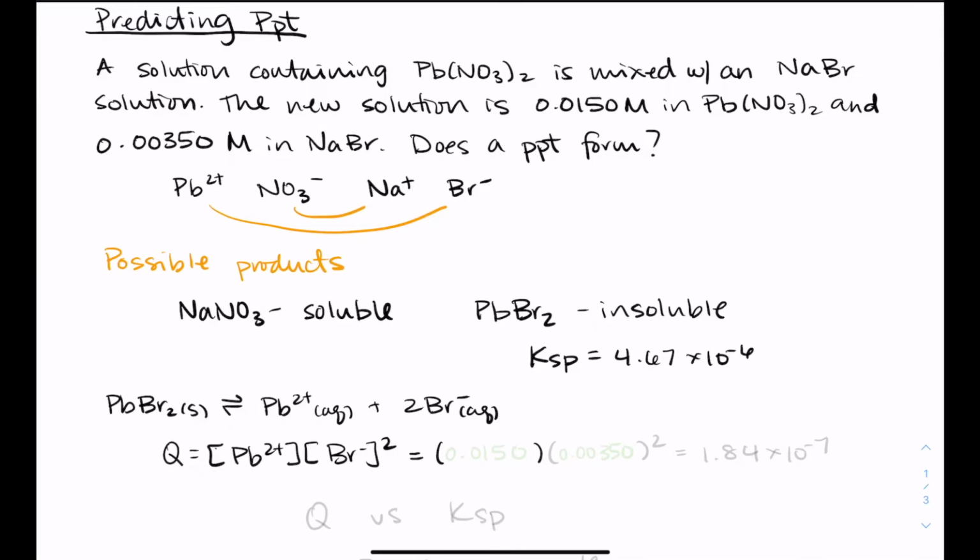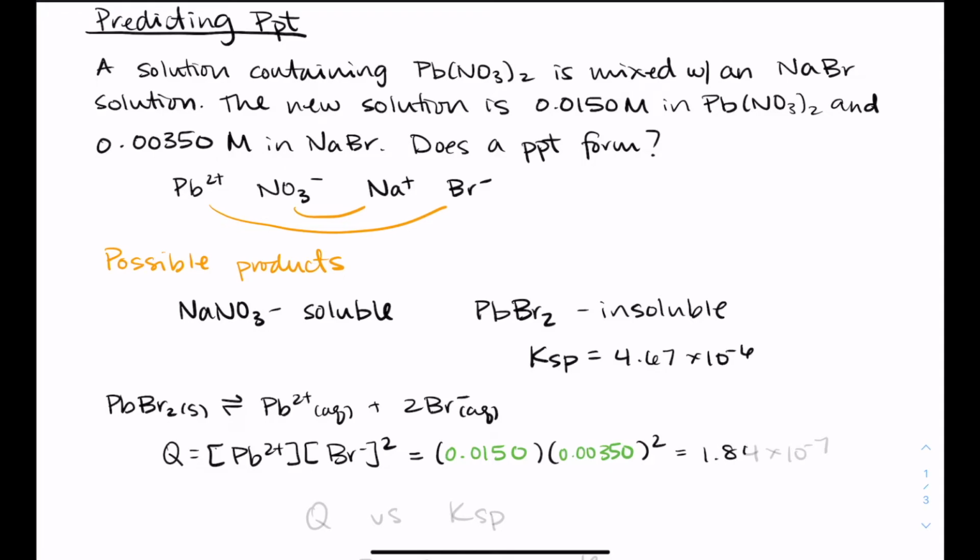Right? When I dump all of this in solution, what are my concentrations going to be? Well, concentrations are what go into the Q expression. So lead bromide, if I'm dealing with KSP, the equation that I need is it going into solution. So equilibrium arrows required because it's an equilibrium. Pb2+, 2 Br minuses. My Q expression is the lead concentration times the Br concentration squared. And we're given those values here. We're given the final concentrations, the 0.0150 and the 0.00350, the latter of which gets squared.